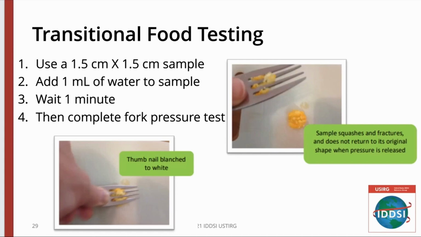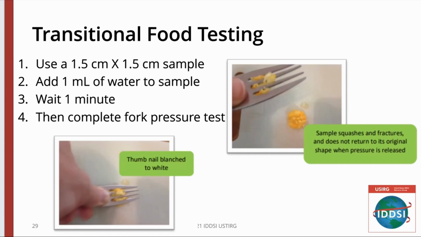The sample should dissolve, disintegrate, and/or squash easily and does not return to its original shape, leaving a moist puree or paste. You may see fork marks on the sample. And transitional foods that would melt to liquids would be ice, popsicles, or ice cream.